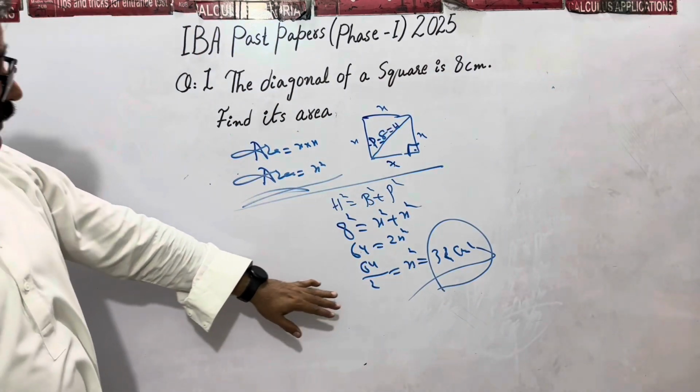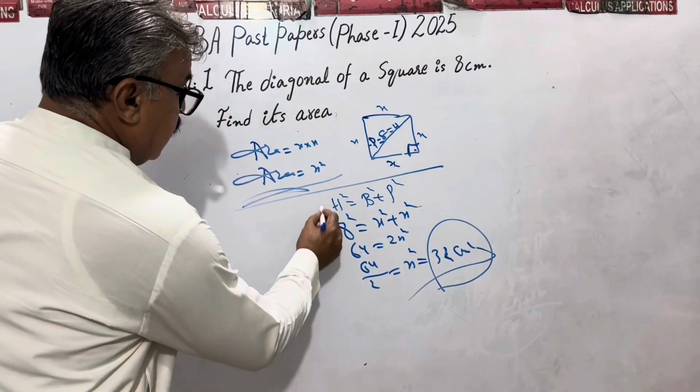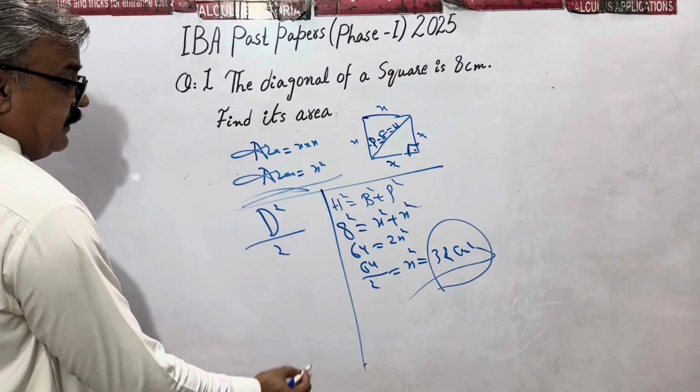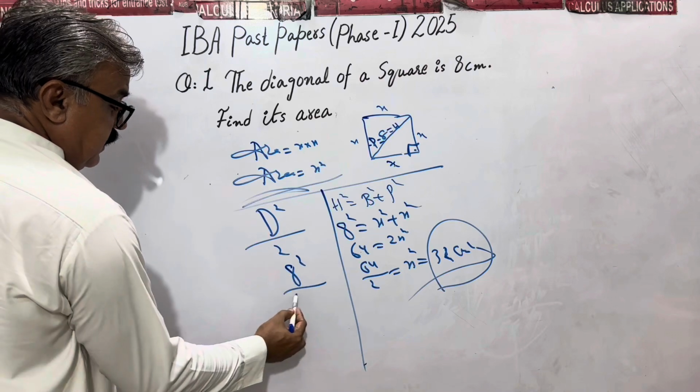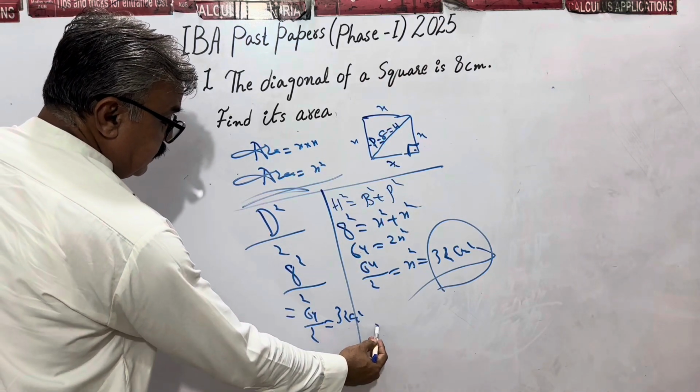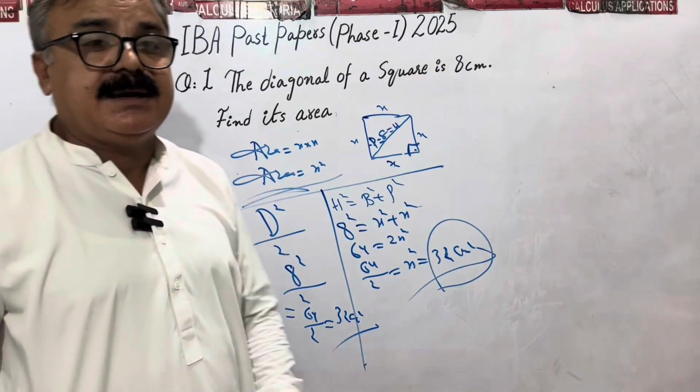When the diagonal is given to you, that is the formula, or one can directly put it in. Diagonal square divided by 2. What is the diagonal? 8. 8 square divided by 2, 64 divided by 2, 32 centimeter square is the area of the square in that case. Next.